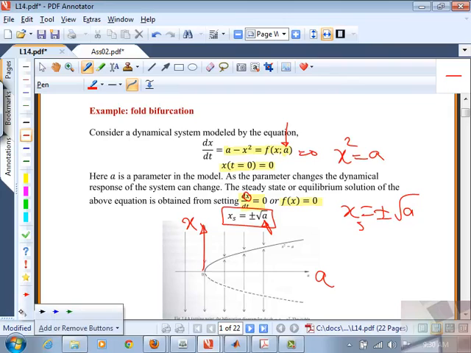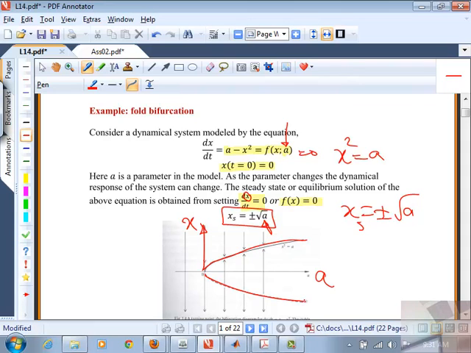What happens to the solution when a is negative? It's imaginary, right? So we don't worry about the imaginary roots, we worry about the real solutions. So the real solution exists only for positive values of a. And there is a positive upper branch and a lower branch.